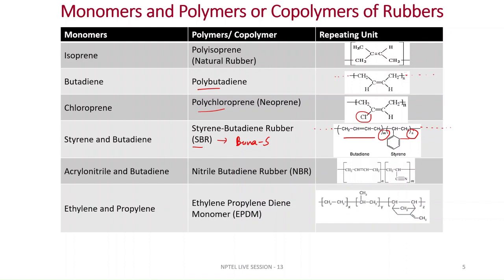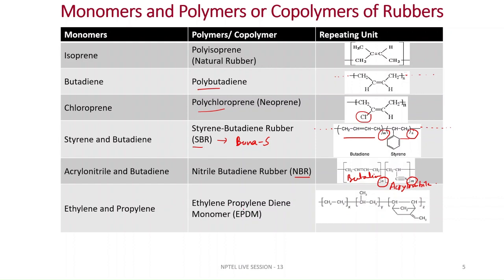Another copolymer is NBR, or nitrile butadiene rubber. It has two monomers, acrylonitrile and butadiene. This unit is acrylonitrile and this one is butadiene. Again, this is M and N, and these two depend on the proportions in which you add them while making the NBR.